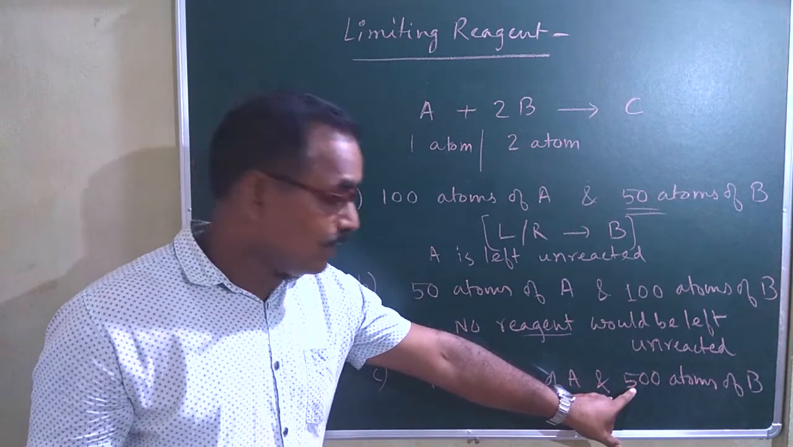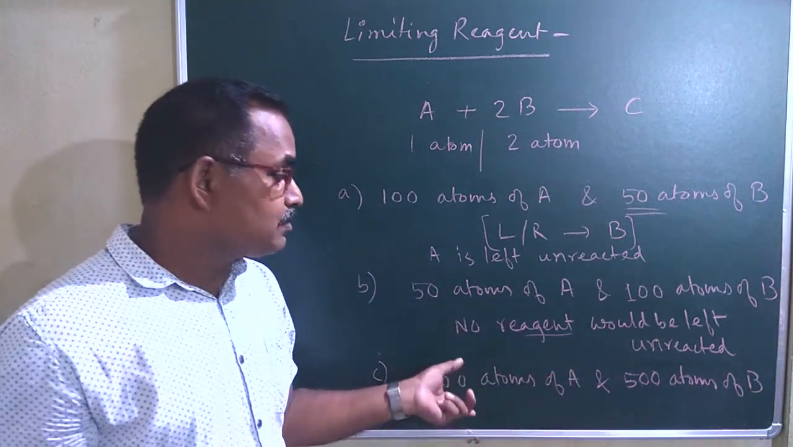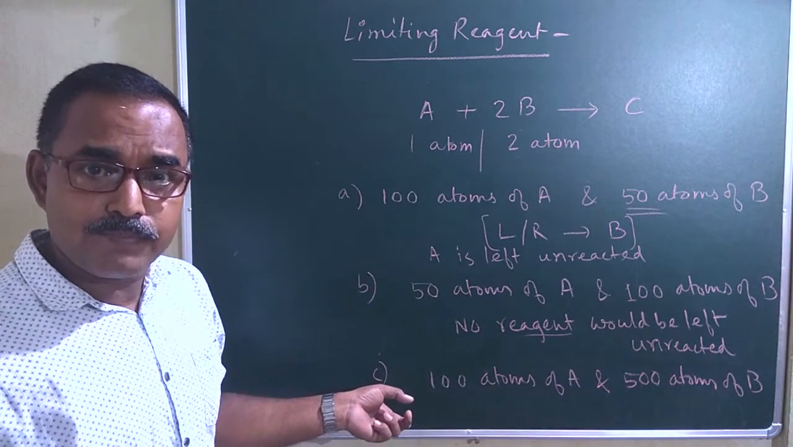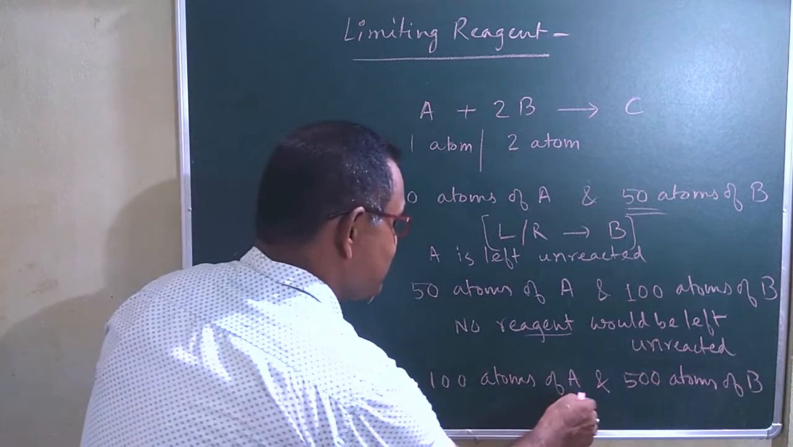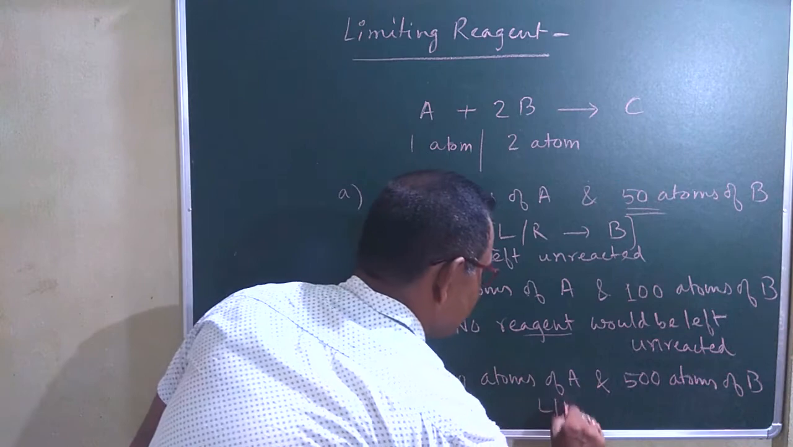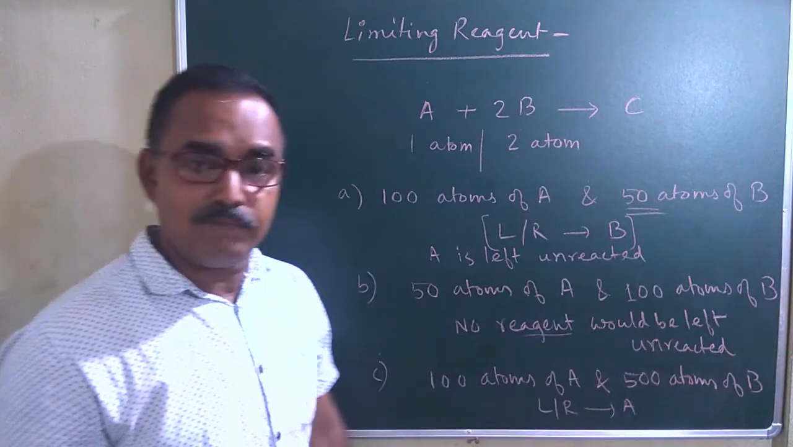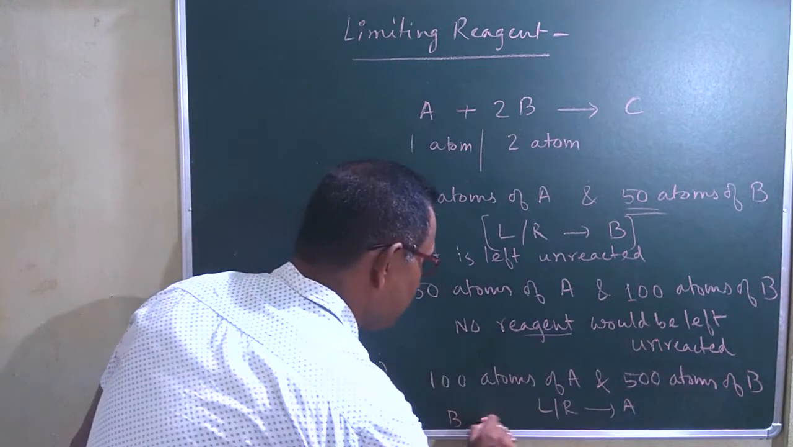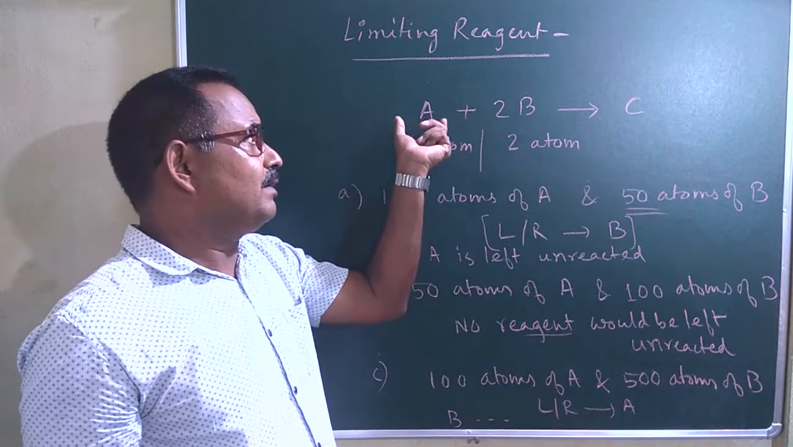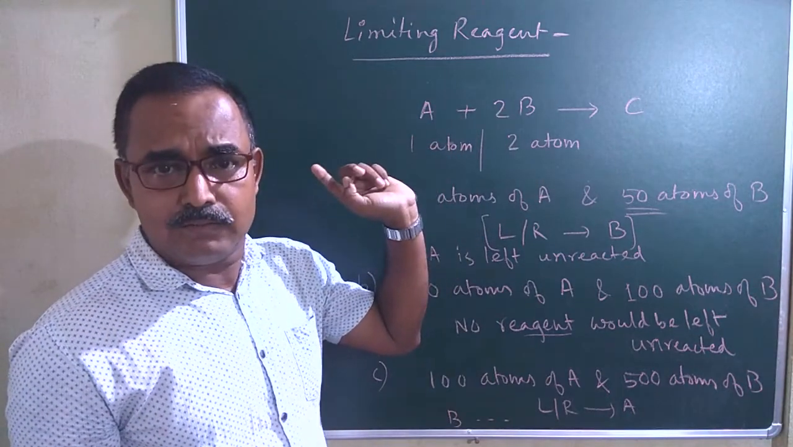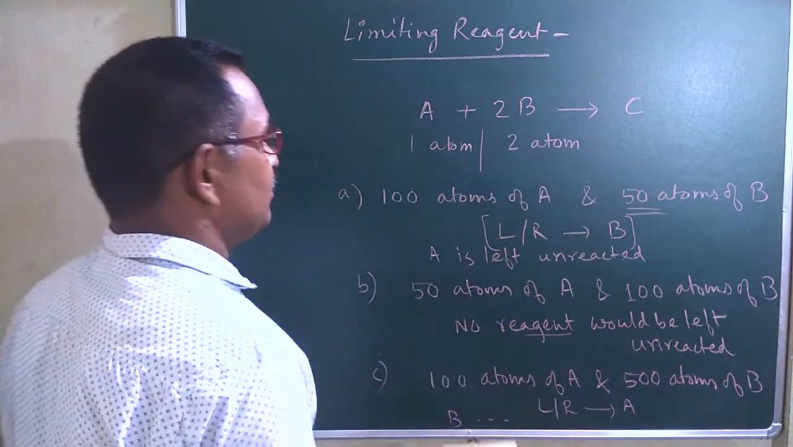What does it mean? It means there is excess of B in the reaction mixture. So which one is in lesser stoichiometric amount? A is in lesser stoichiometric amount. So in this case, A is limiting reagent. Then which one will be left unreacted? B would be left unreacted. So in this way, if you consider number of atoms or number of molecules of reactant, then the concept of limiting reagent can be easily understood.